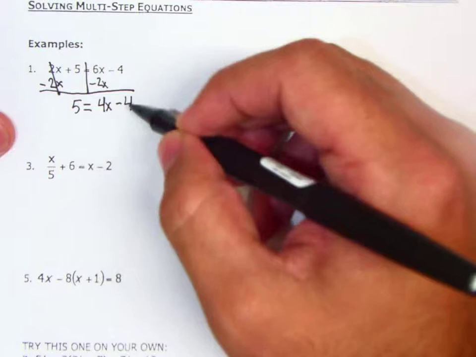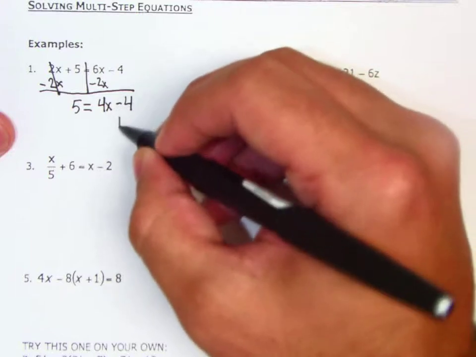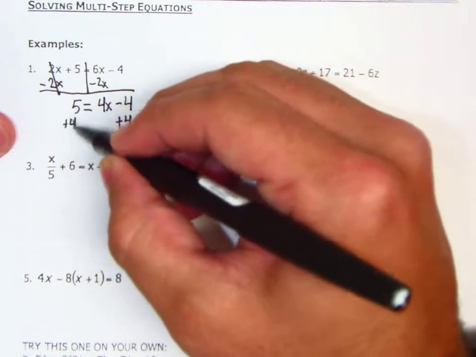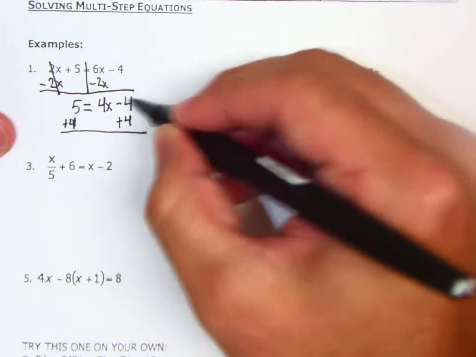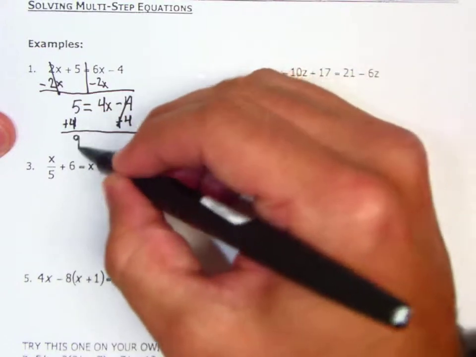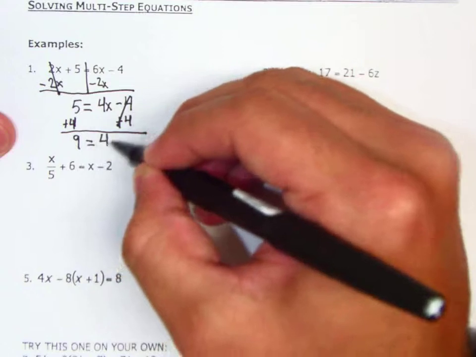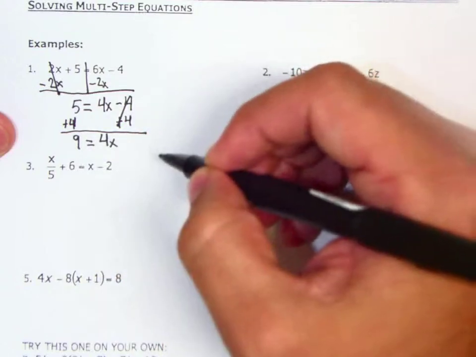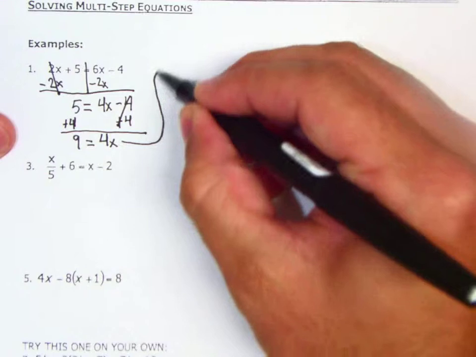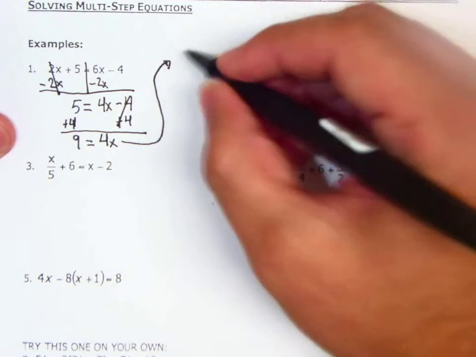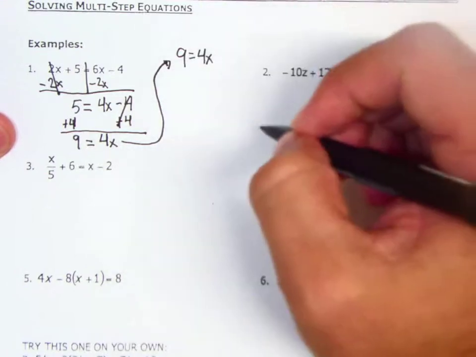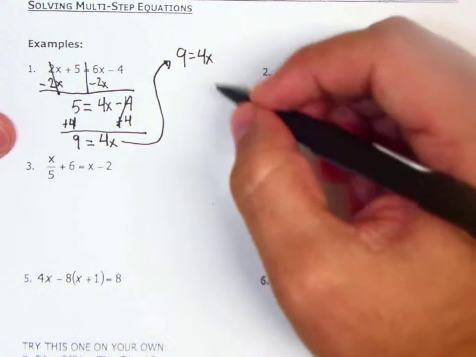Move the number that's by itself first. So it's minus 4, so I'm going to add 4. I'll add 4 to this side. This will now cancel. And now on the left hand side I have 9 equals 4x. Now to give myself some room, because I'm kind of running out of room, I'm going to move this up here. So I have 9 equals 4x. All I did was just move it so I have more room to work.